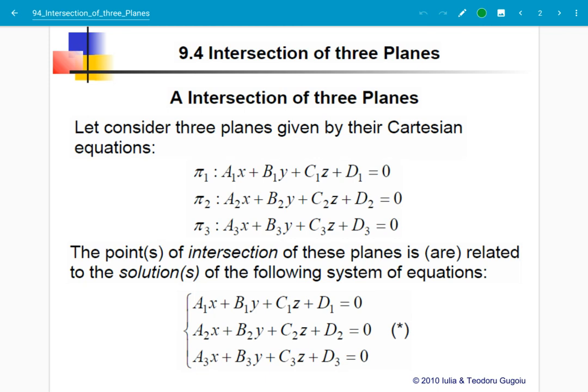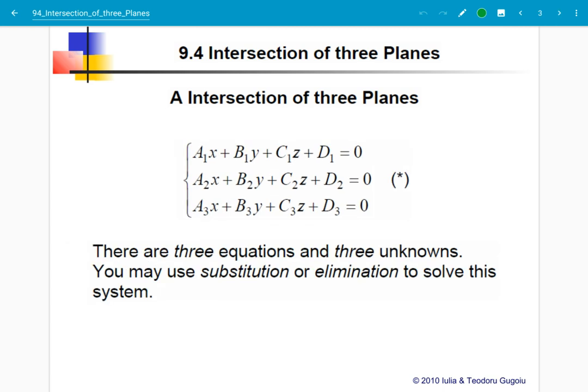Okay, welcome to the lesson on intersection of three planes. I will probably be breaking this into two parts. So this is the first part. The intersection of three planes in Cartesian form, given here, the intersection is related to the solution of that system. And we've been practicing solving these systems. So depending on the type of solution you have different geometry. And that's basically what it comes down to.